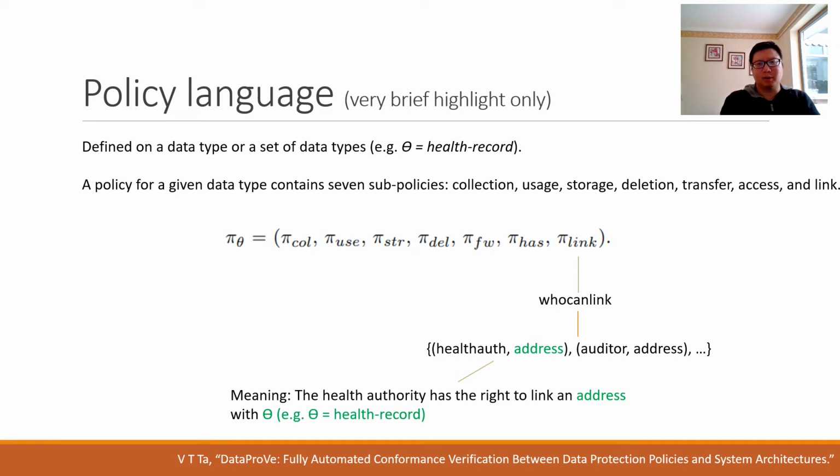Finally, the data link policy contains a set of pairs, which defines who can link a piece of data of type theta with the data type defined in the pair. For instance, the authority is allowed to link an address with data of type theta. So if theta, for instance, is the health record, then the authority can link someone's address with someone's health record.